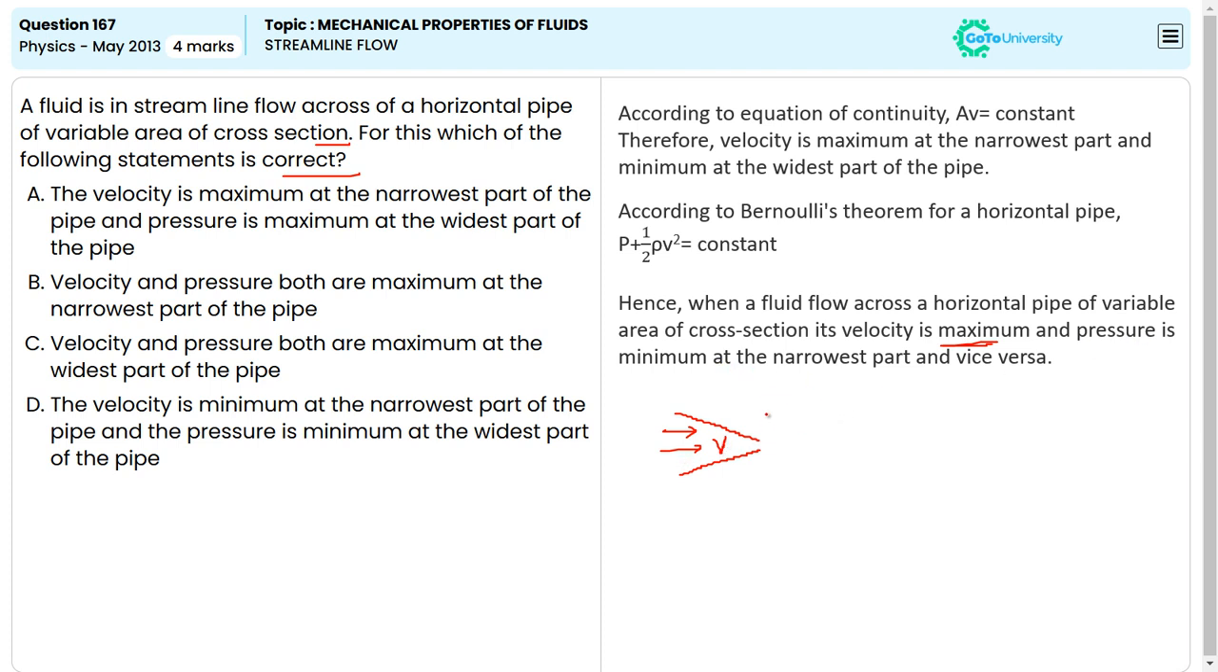At the same time, the pressure will be minimum and the velocity will be maximum at the narrowest point. And at the widest part, the velocity will decrease and the pressure will increase. That is vice versa. Then we can see from the options, the velocity is maximum at the narrowest part of the pipe and the pressure is maximum at the widest part of the pipe. Yes, this is correct. So option A is our right answer.